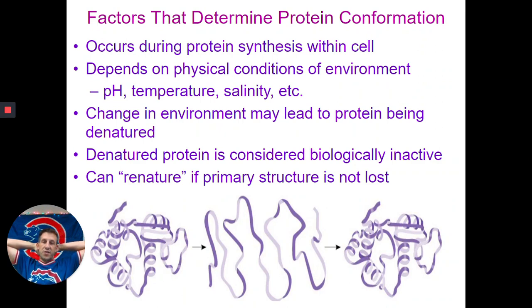Now, if the primary structure is not lost, if you do not degrade the protein so much that you can keep your primary structure, your amino acids attached to one another, you can renature the protein when the environmental conditions go back to normal. And that's something that's going to play into some of our labs at some point. I want you to keep this in mind, that we have talked about protein structure, and what can cause protein structure to break down.